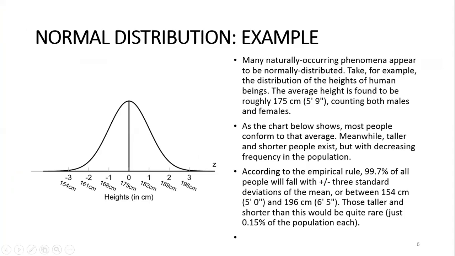Take, for example, the distribution of the heights of human beings. The average height is found to be roughly 175 centimeters, 5 feet 9 inches, counting both males and females. This is a generalized case of both males and females, a streamlined one for simplicity. As the chart beside you shows, most people conform to that average, like I've already explained. Meanwhile, taller and shorter people exist but with decreasing frequency in the population.